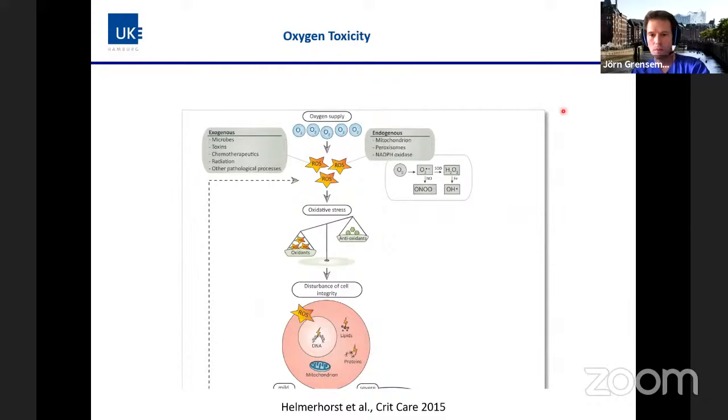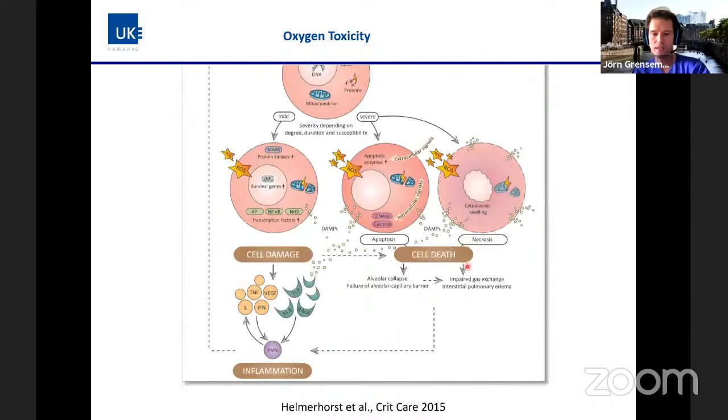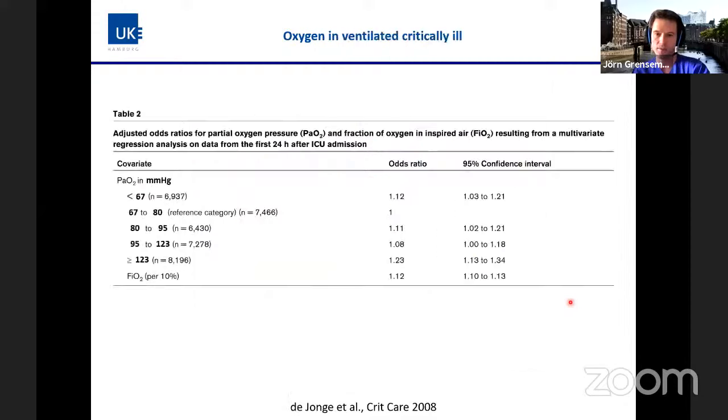But what is the problem of higher partial pressures? Reactive oxygen species are formed, especially with exogenous and endogenous factors like peroxisomes or microbes and toxins, and the cell integrity is disturbed, leading to apoptosis or even necrosis. And the resulting inflammation leads to a vicious cycle, further increasing the ROS, the reactive oxygen species formation.